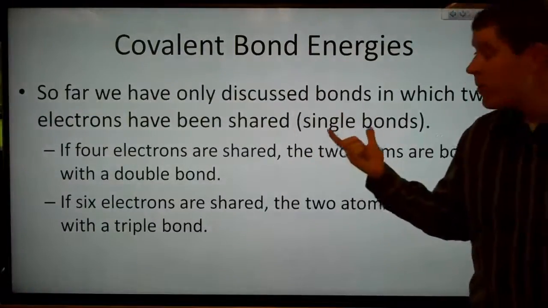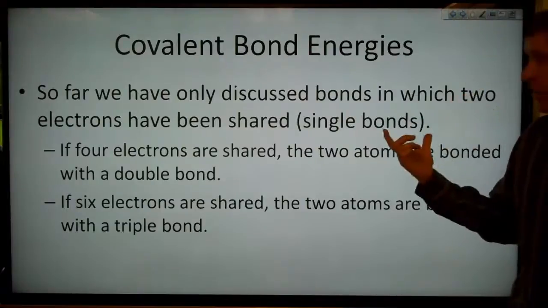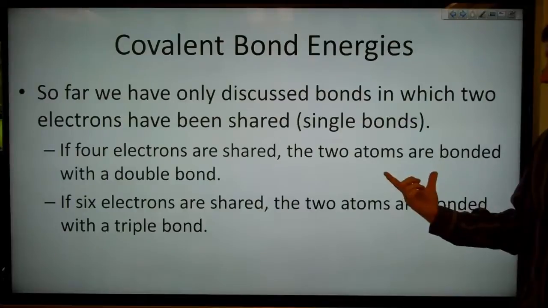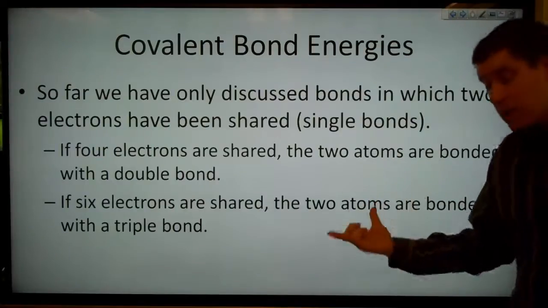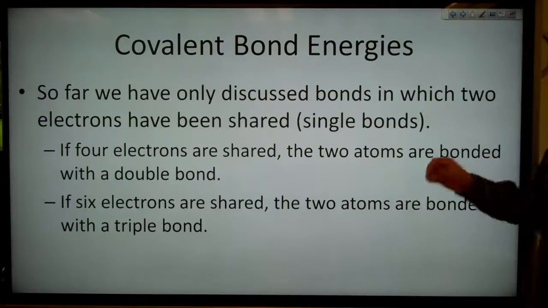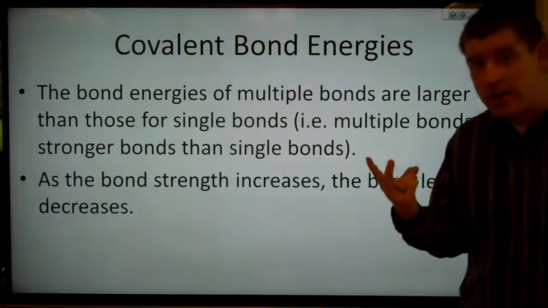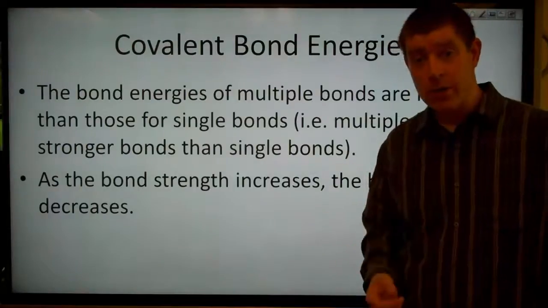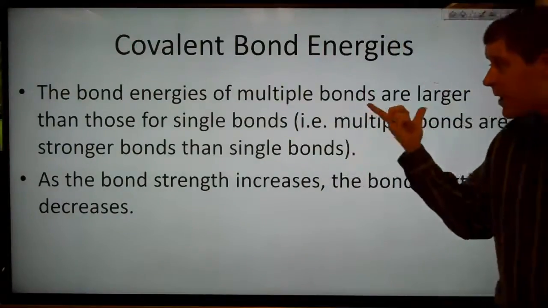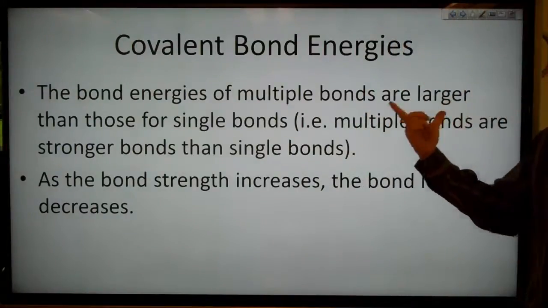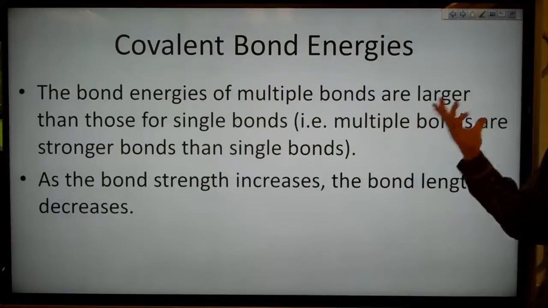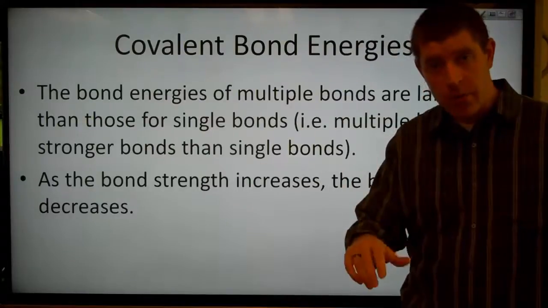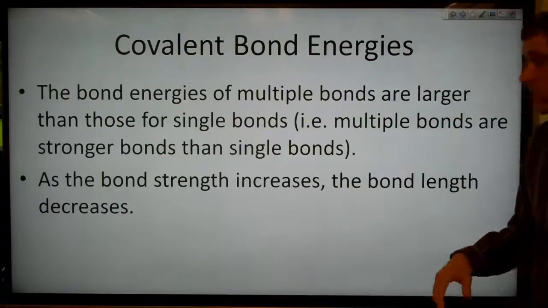Thus far we've only discussed bonds in which 2 electrons have been shared, so single bonds. But if 4 electrons are shared, then the 2 atoms are bonded together with a double bond. And if 6 electrons are shared, then we form a triple bond. So 2 electrons form a bond, and for every additional bond that we want to add, we need to share another 2 electrons. So the bond energies of multiple bonds are larger than those of single bonds. Multiple bonds are stronger than single bonds, and a triple bond is stronger than a double bond, which is stronger than a single bond.